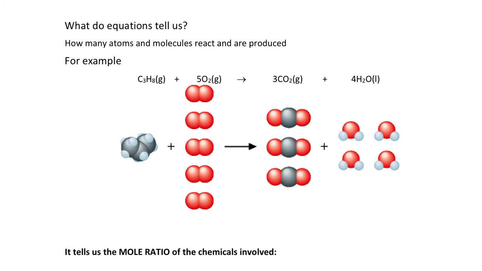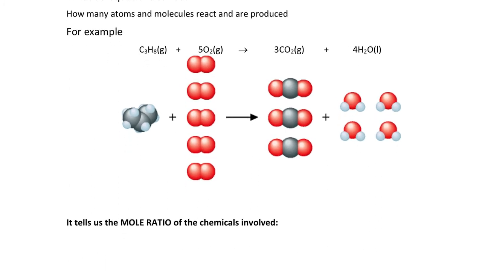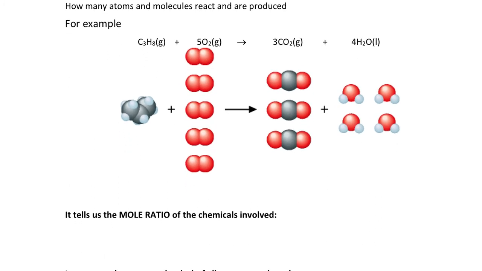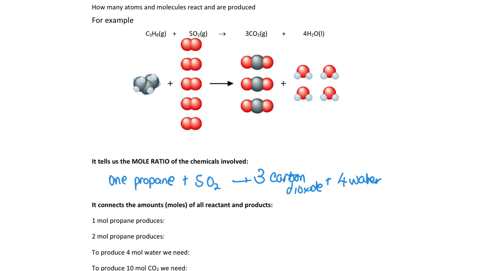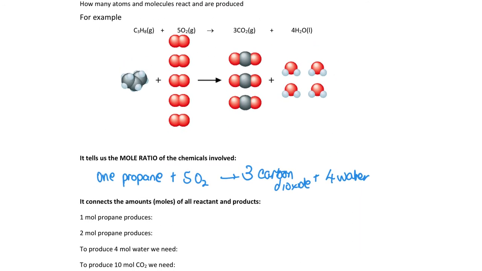So here we go. This is the reaction that we just wrote up in picture form. This picture or equation is telling us about the mole ratio that's involved. So 1 propane plus 5 oxygens will give us 3 moles of carbon dioxide and 4 moles of water. Similar to our apple pie, if we had 1 mole of propane, we would get 3 CO2 and we would get 4 water.